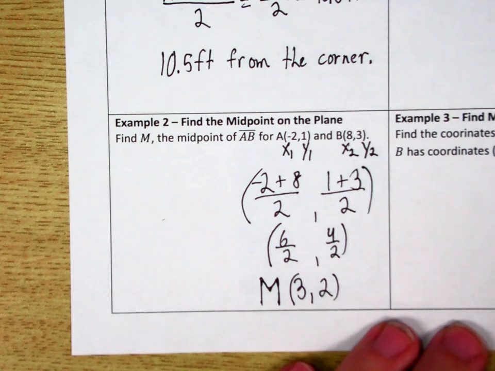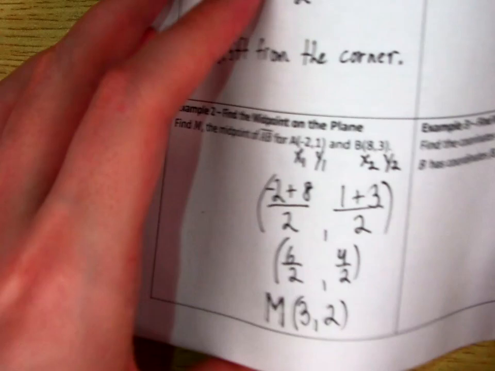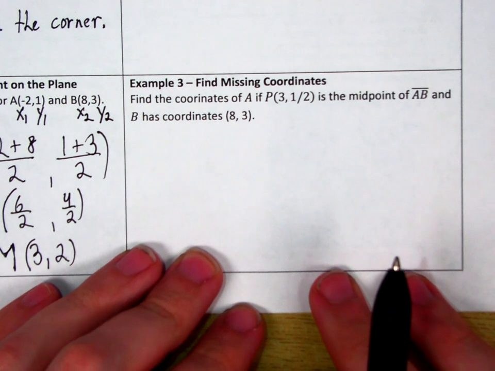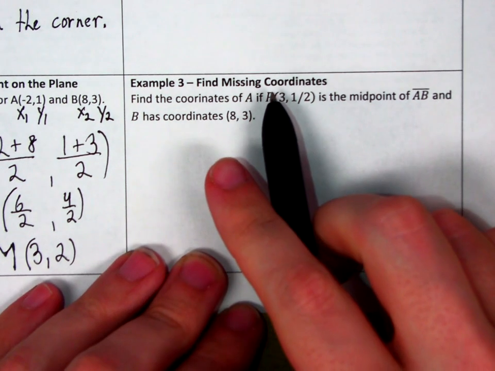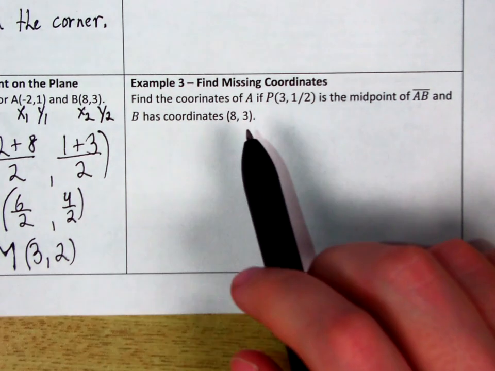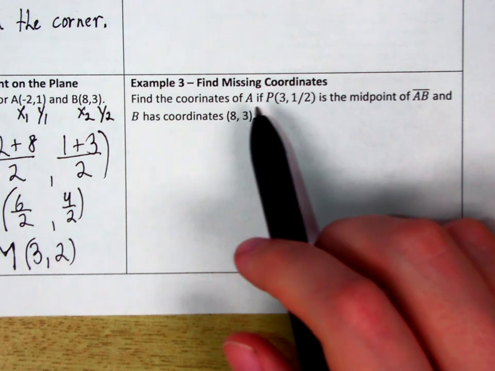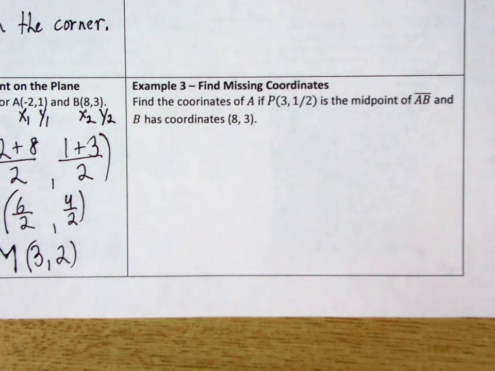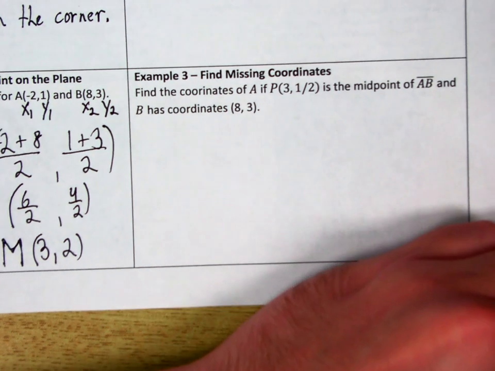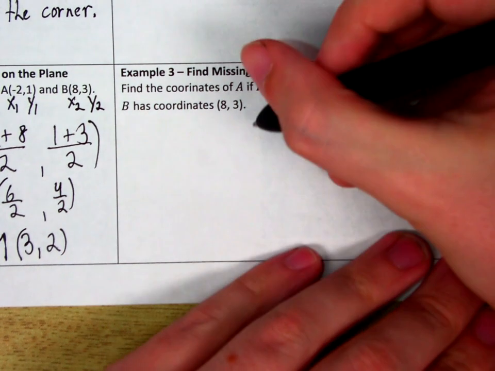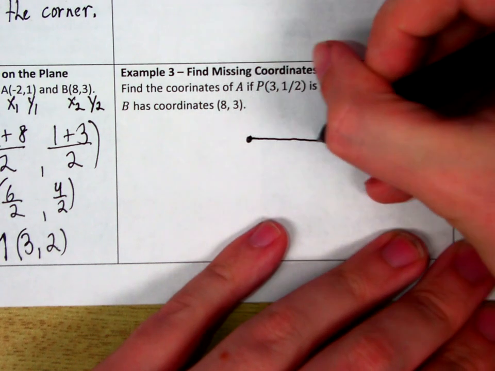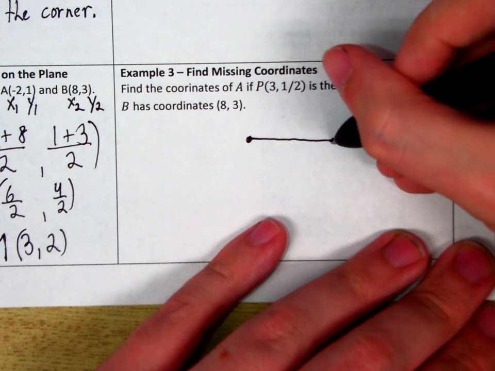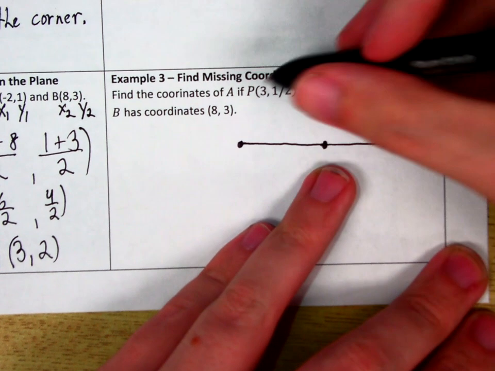Example 3, I talked about 2 different ways in classes. The first way is, I think, my favorite way. We're going to be finding the missing coordinate. We're going to find where A would be located if P is the midpoint of A to B, and we know where B is located. My favorite thing to do for this is draw a picture of the situation. So I'll draw a line. I'll place P right in the middle because P is supposed to be the midpoint.